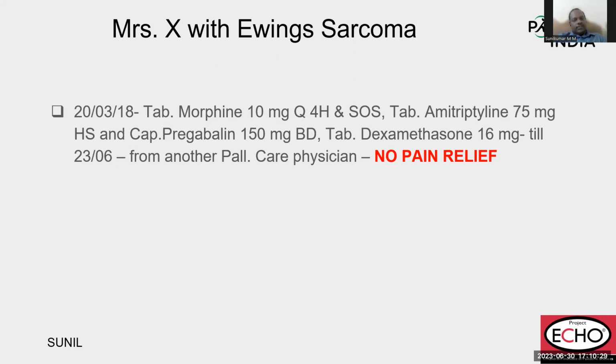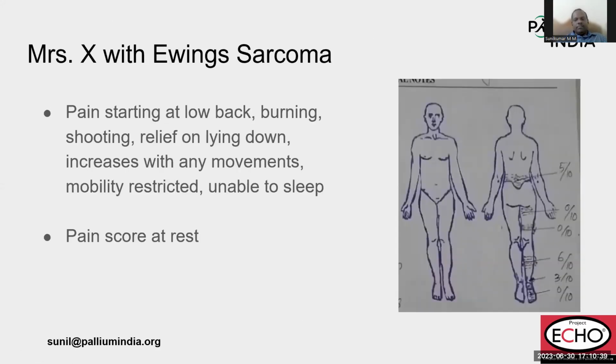Anyway, this patient was seen by somebody else, and she was started on tab morphine, and it was increased to 10 milligram. Then she was given amitriptyline along with that. You can see the pain distribution, and from the quality of the pain, it is burning and shooting. This is the characteristic of neuropathic pain.